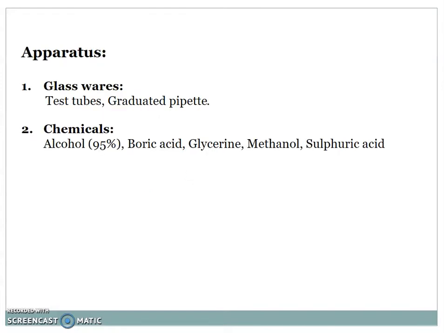So let's start with apparatus which are required for identification test. First is glassware: test tube, graduated pipette and test tube stand. Then chemicals: 95% alcohol, boric acid, glycerin, methanol and sulfuric acid. For the actual practical, we have to move towards the laboratory.